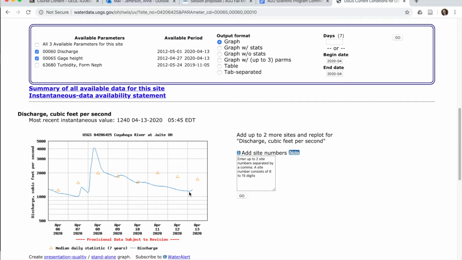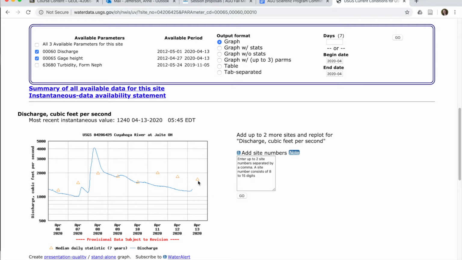So that's this blue line. This gauge is probably measuring every 15 minutes or so, maybe every 30 minutes. So they're not noting individual measurements on this gauge. They are instead just showing the line connecting the data. These triangles are the median daily flow. So that's if you took all the days in the record for this gauge, all the days of April 13th, and you found the median, you would plot it at this triangle.